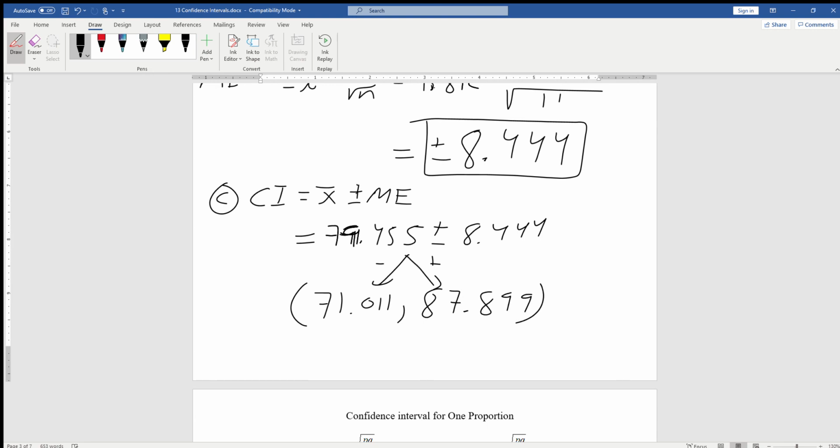Now, the final thing we have to do is interpret this. The last time I tried to do this, it didn't like me too much. This time it seems to be liking me a little bit.